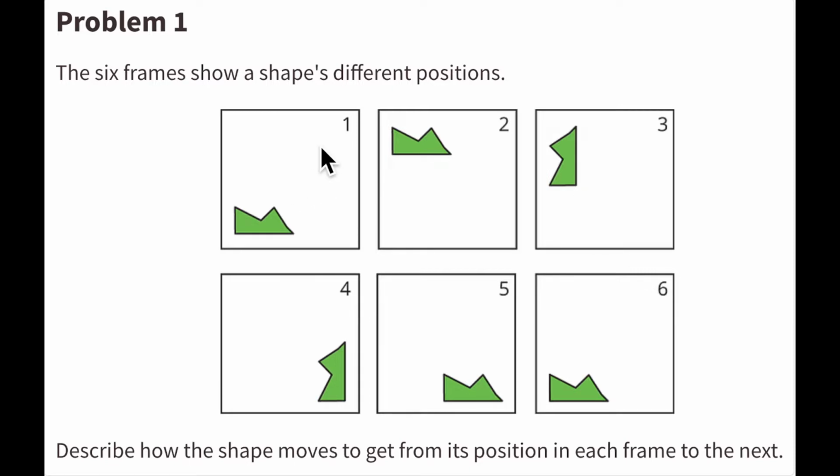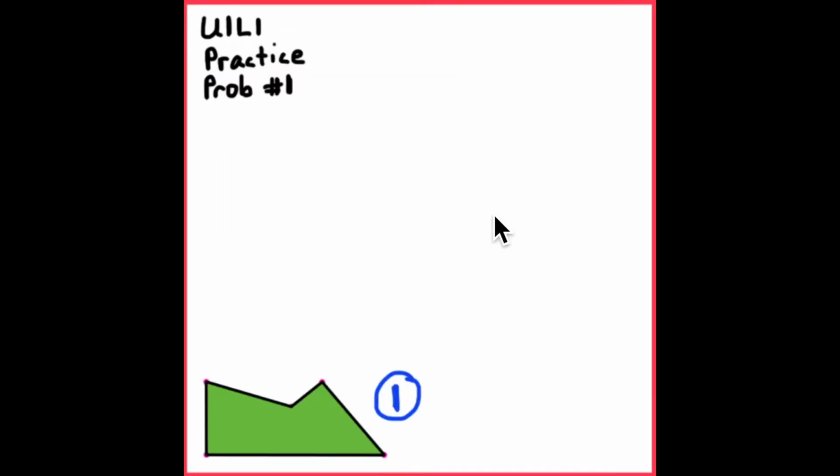So they're showing it from one frame to the next. This is like a movie strip. It goes from here to here to here to here to here to here, but it's just movement within a single square. So this shape, which is a pentagon, by the way, it has 5 sides. 1, 2, 3, 4, 5.